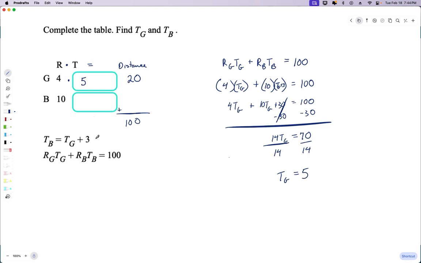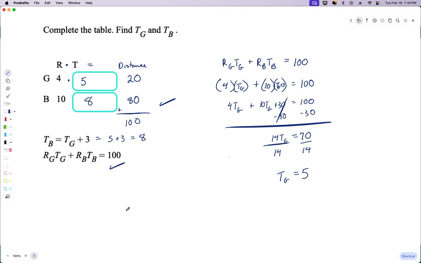So let's see. TB is equal to TG plus 3. If TG is 5, we add 3, we get 8. So 10 times 8 is 80. 20 plus 80 is 100. So we proved this true. That means our numbers are right. Okie dokie. I hope you're starting to see how the pattern works.